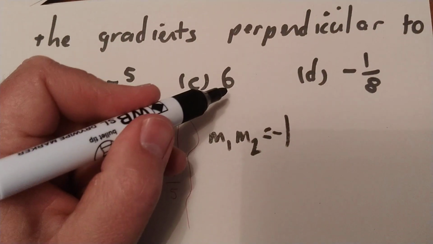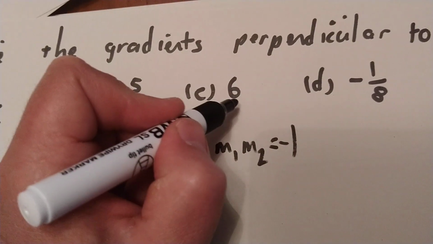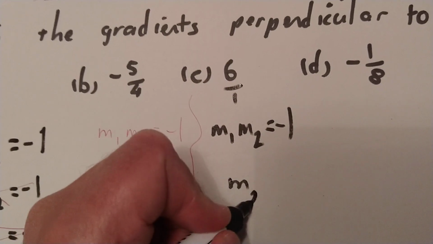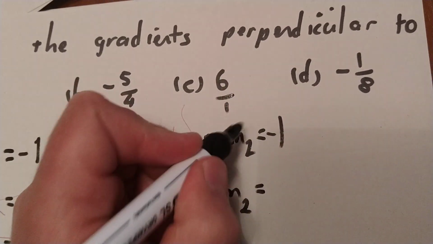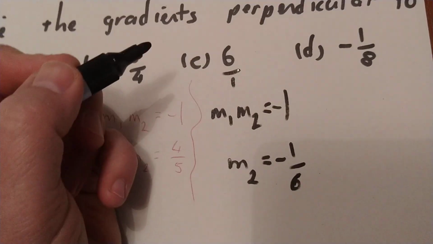6 is a fraction. All right? Doesn't look like one. You say, oh, it's a whole number. Yes, but 6, as a fraction, is simply 6 over 1. So I can say m2, swap it the other way up, minus 1 over 6. And of course that makes sense.